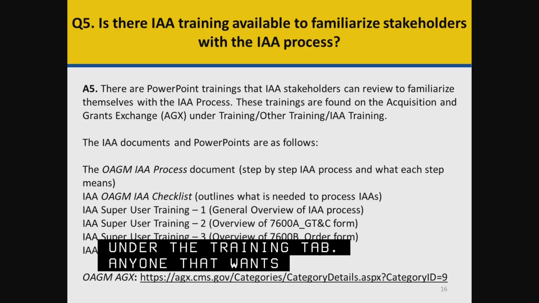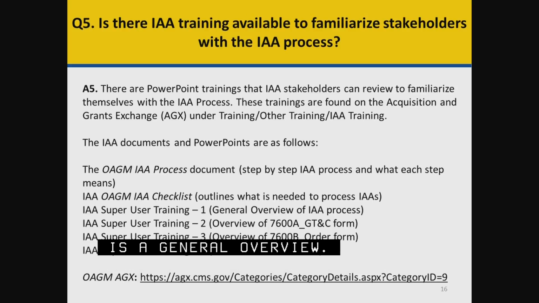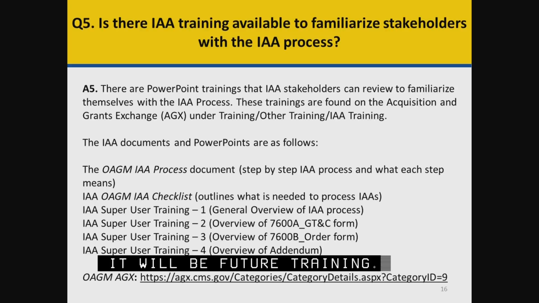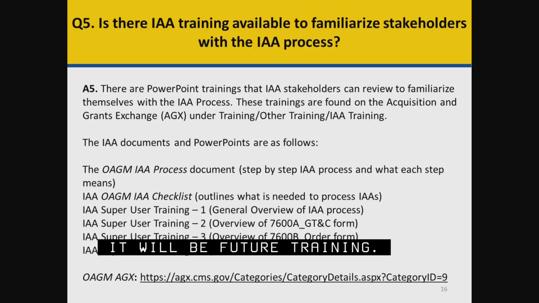So the trainings that we've done before were a general overview of the IAA process. We did a training on the 7600A form, sections 1 through 23. We've done a training on the 7600B form, sections 24 through 40, and we've done a training on the addendum. We did get some feedback that other ISUs wanted training on the MOU, MOA, IDDA, and the DNF, so we will be doing future trainings on those. But we do want your input on other trainings that you all feel are necessary, or if you feel that further training is needed on the 7600AB and addendum.